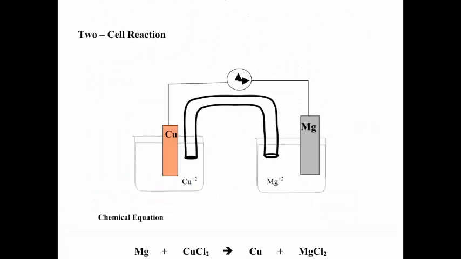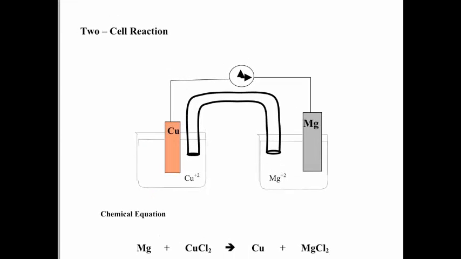Now we're going to look at a more complicated electrochemical reaction. Some people call this a two-cell reaction. Some people call this the voltaic cell because it is producing voltage. In this one, you're actually going to be creating electricity. Sometimes I've also heard it called galvanic. I'm not really sure which it would be, but I like voltaic.